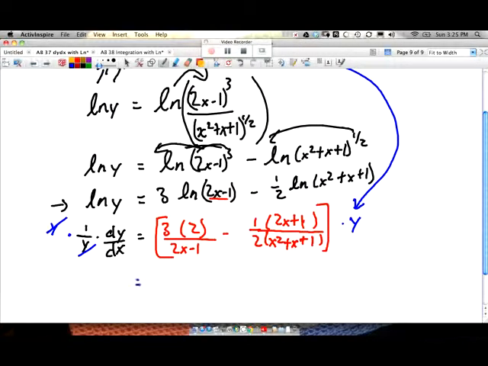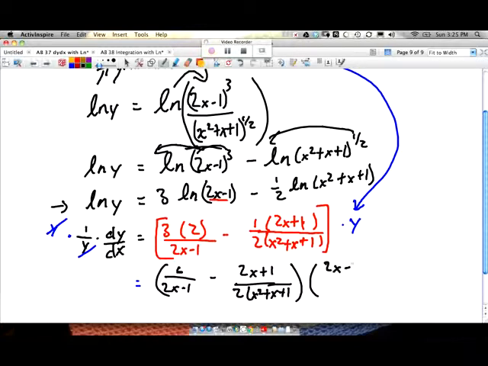And in this case, our finished answer would be 6 over 2x minus 1, minus 2x plus 1 over 2 times x squared plus x plus 1, all times the original function, which was 2x minus 1 cubed over the square root of x squared plus x plus 1. So there we go. Easy peasy. Lemon squeezy. There's your derivative.